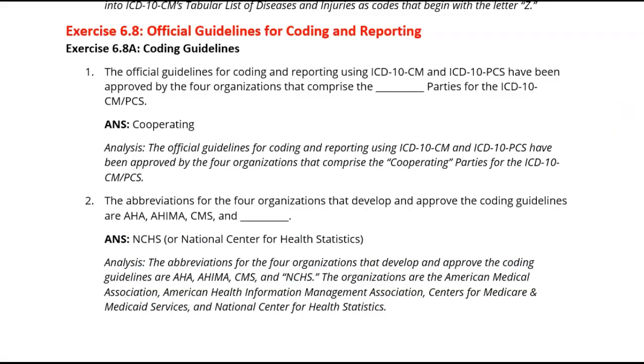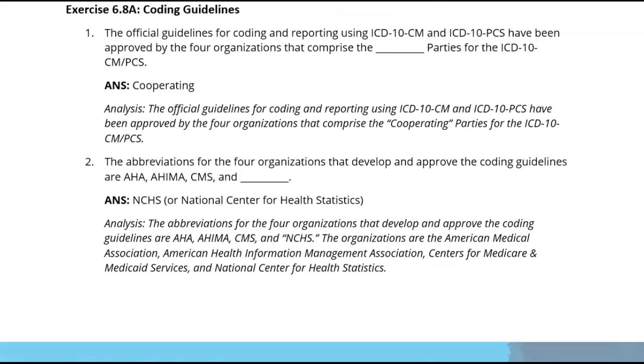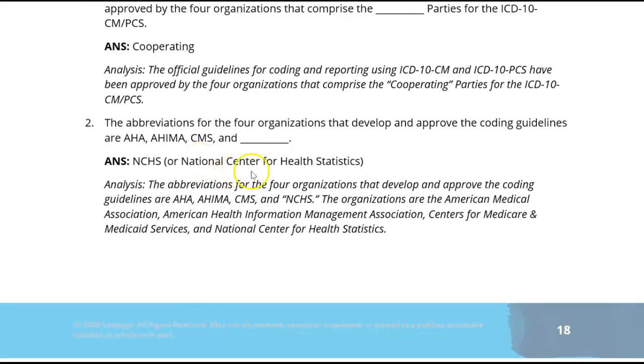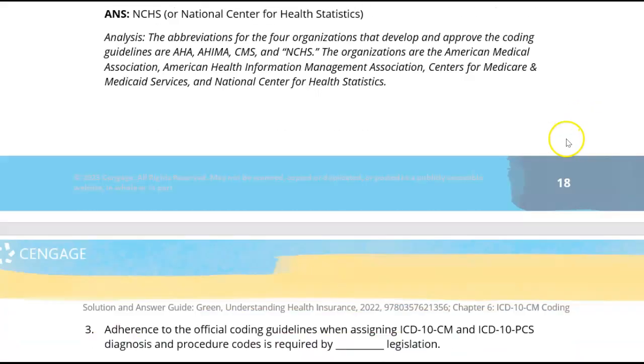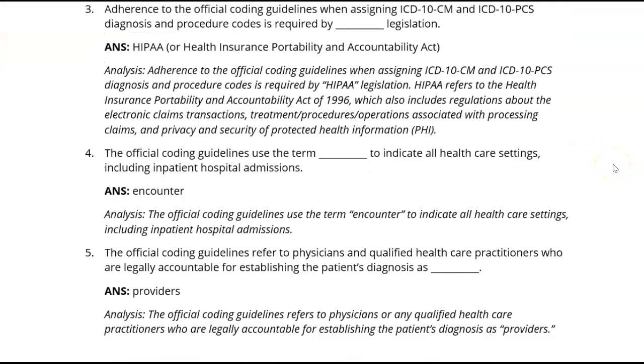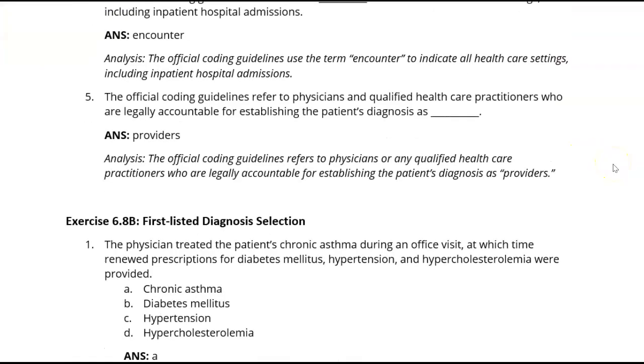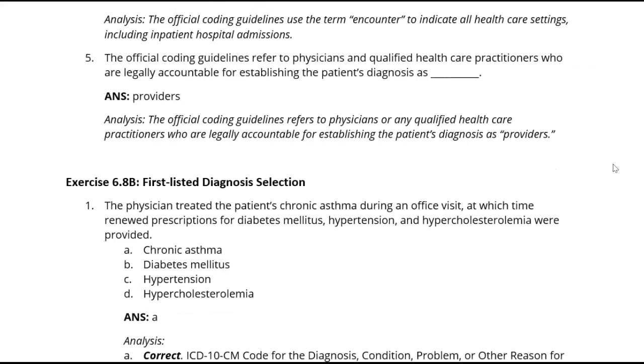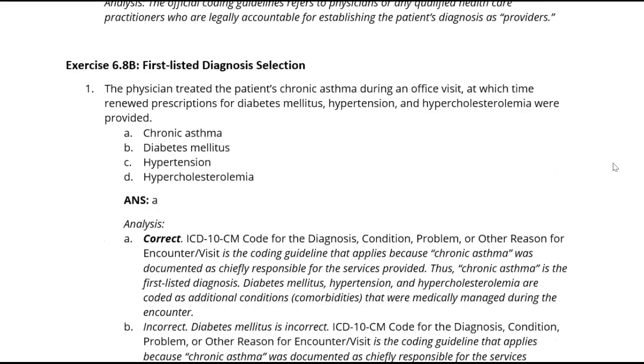Now I'm going to go through exercise 6.8, the coding guidelines. The first one here is cooperating. Number 2 is the National Center for Health Statistics. Number 3 is HIPAA. 4, encounter. 5 is providers. All right, so now let's go to 6.8b.